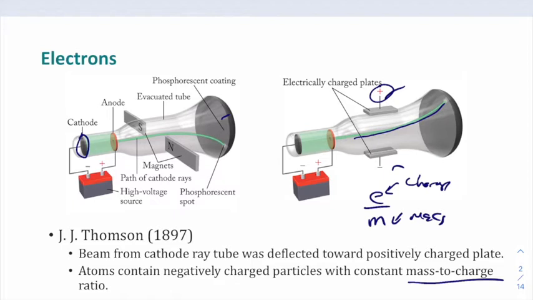With all these calculations and equations, he showed that the charge to mass ratio was always the same, and it didn't matter what material was used here metal-wise, which led him to the conclusion this was a fundamental particle that was part of matter. Okay?